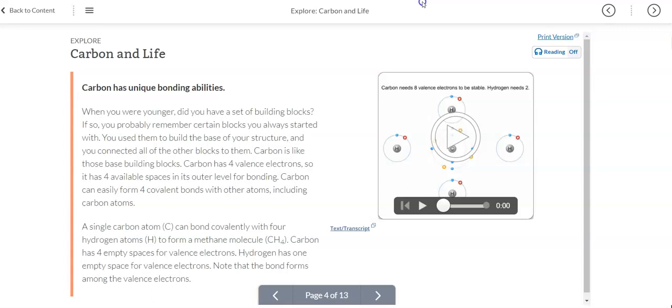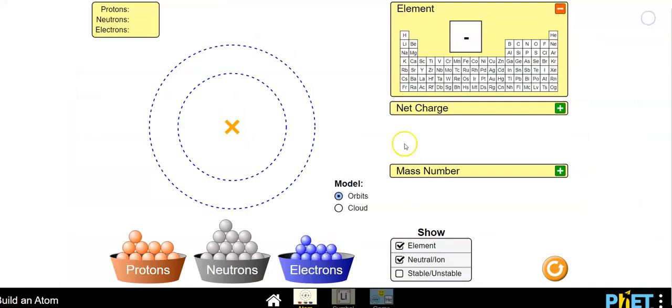Carbon has 4 valence electrons, so it has 4 available spaces in its outer level for bonding. Carbon can easily form 4 covalent bonds with other atoms, including carbon atoms. So let's take a look at that. So I want to show you what carbon looks like and why it is so unique.